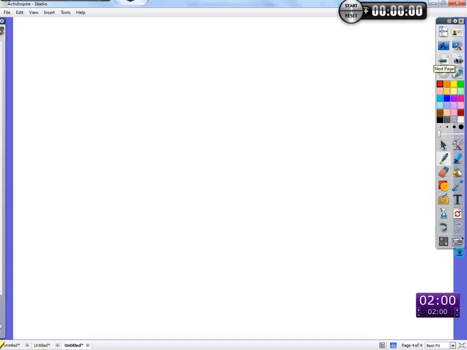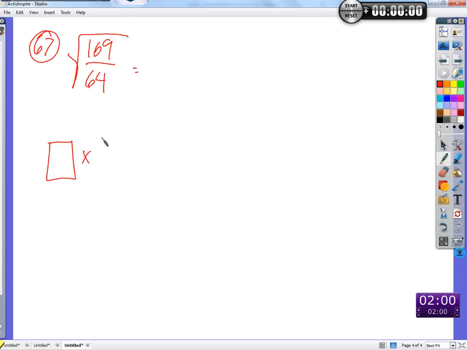Our number is 67. Wait, square root of 169 over 64. Okay? Well, we're looking for a number. Whatever this number is, we're going to take this number, multiply it by itself, and what are we going to get? We multiply this number by itself.